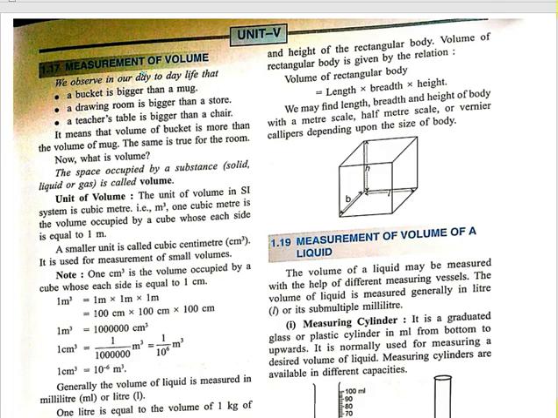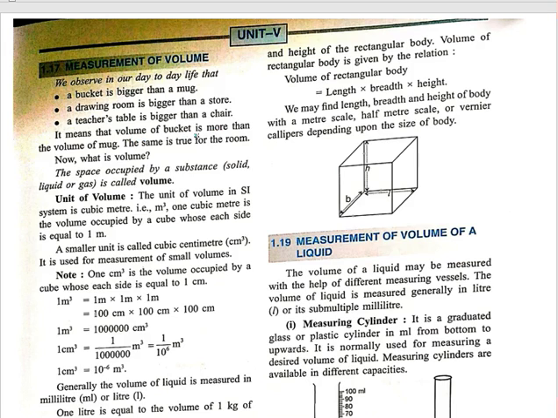So we have our measurement of volume. How do we measure the volume? We observe in our daily life that a bucket is bigger than a mug. How can we say that a bucket is bigger than a mug? Because there will be more volume of water in the bucket than in the mug. A drawing room is bigger than a store, a teacher's table is bigger than a chair. It means that generally we are comparing.